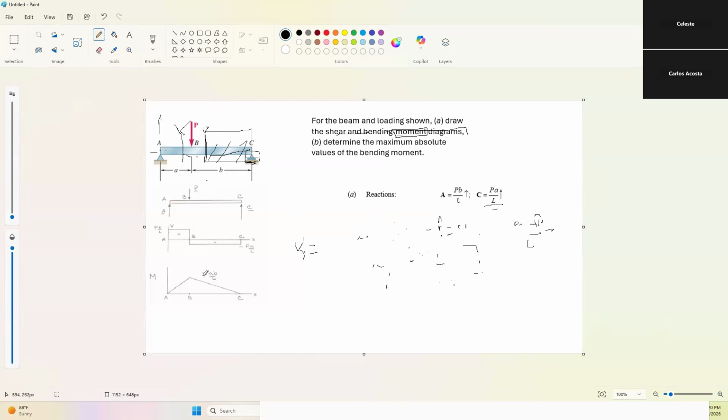You choose where you do it. You're gonna get the same result anyway. It's just whatever is easier for me. So C is PA/L. This point right here is the same as C, which is negative PA/L, because it's simply the opposite for this thing to be in a static condition. That's B_y. And then the maximum moment is going to be somewhere around here.